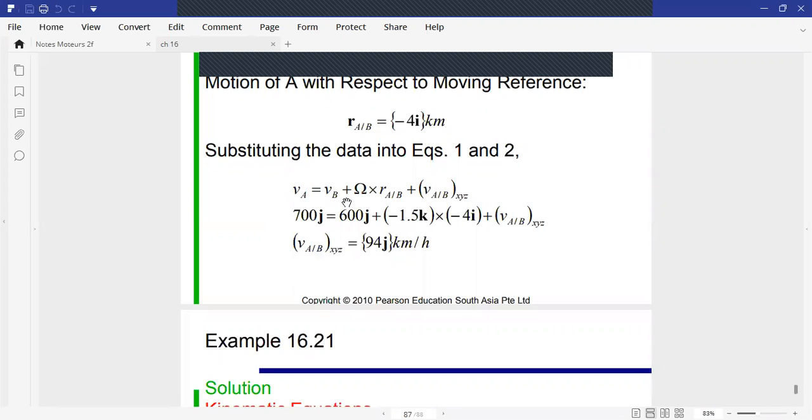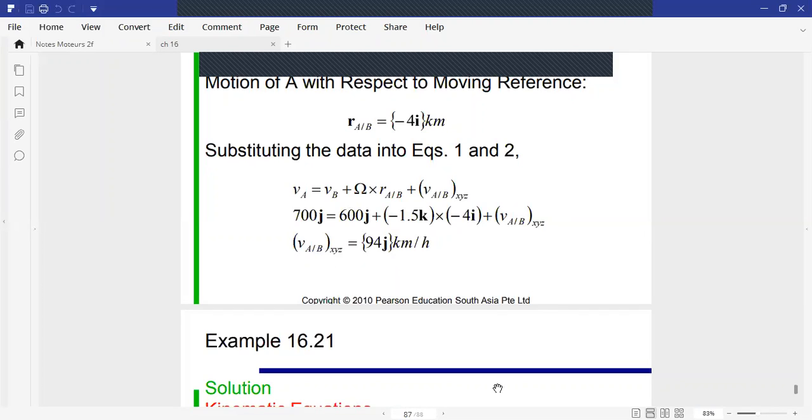Because VB relative to A was what? It was 100 only, because it was with respect to translating axes. Because it's with respect to a translation, it was VB minus VA. It was equal to minus 100, while here it's plus 94. You don't have the same magnitude because B is rotating while A is translating.